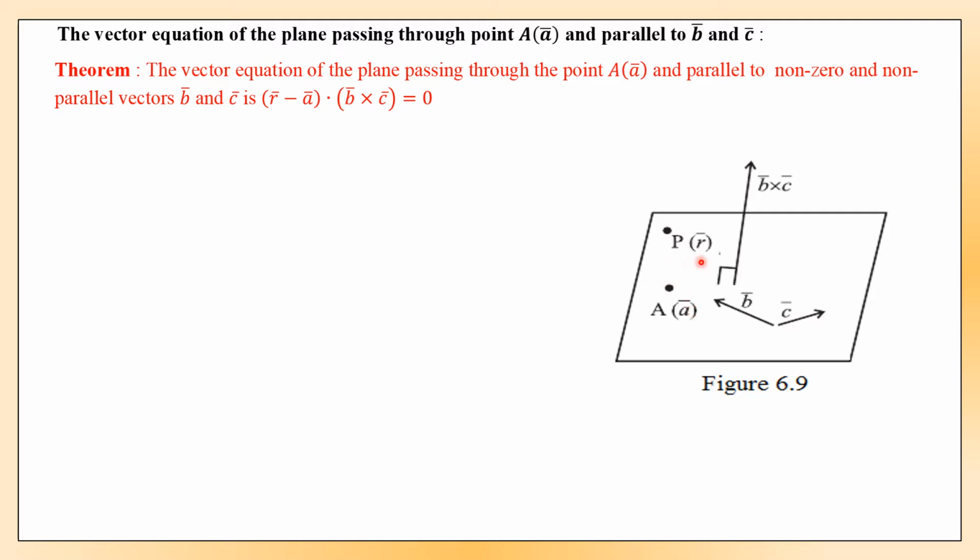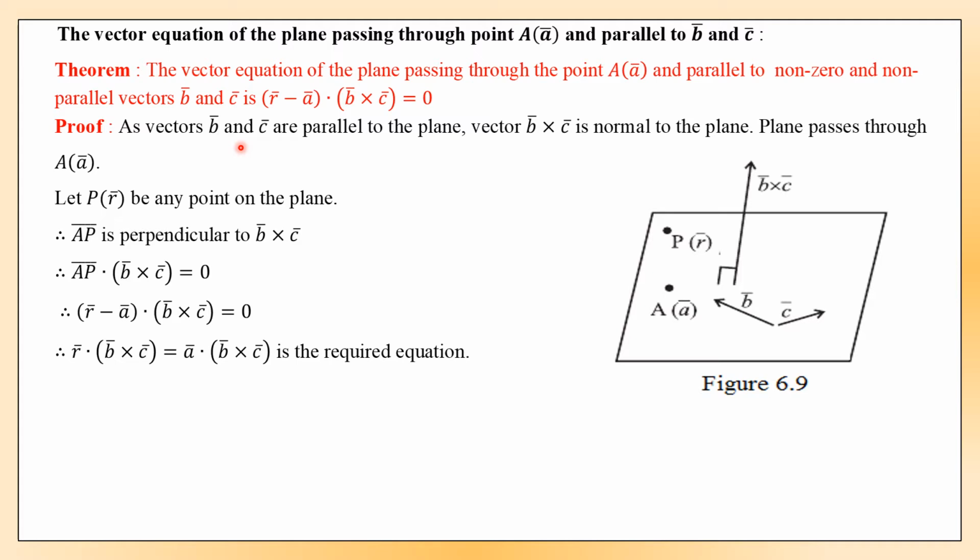Suppose P, with position vector R vector, be any point in the plane. Join segment AP. Then AP vector. Suppose we take B vector cross C vector, which is perpendicular to the plane. Also AP is perpendicular to B vector cross C vector. Then their dot product is 0. We use this result and prove the theorem.